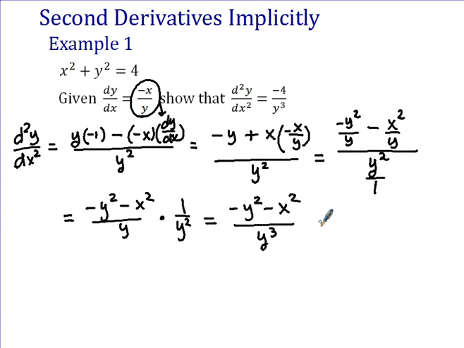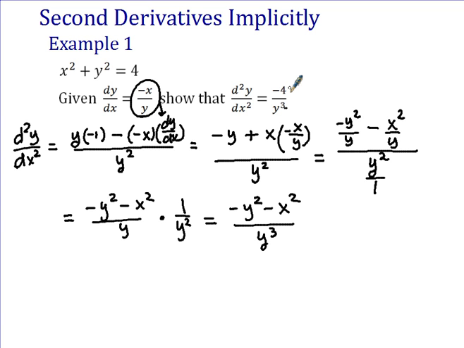Let's go back and look at the answer we were looking for. And you'll notice we've got the y cubed in the denominator. We've got that. But how in the world are they getting a negative 4? We have negative y squared minus x squared. And it says that they want the answer to be negative 4. If you're a real math nerd, you love this. And this happens a lot when you're finding second derivatives implicitly.